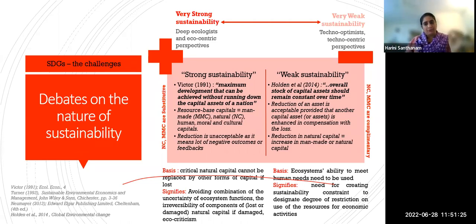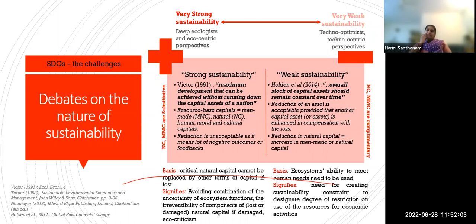So the people who support very strong sustainability are known as deep ecologists and ecocentrists. An ecocentric perspective means that the environment comes first, before society or economics. Very weak sustainability proponents are called techno-optimists, or technocentric in their perception. What they say is that technology should be at the forefront of how we use resources, and we need a more technocentric perspective, which places technology at the core of human development.